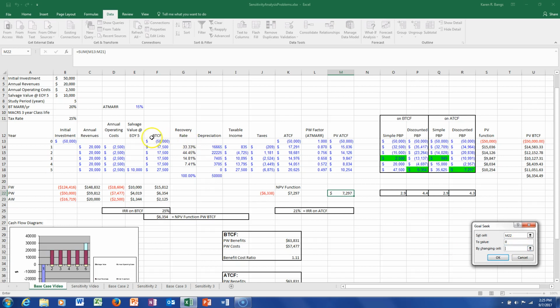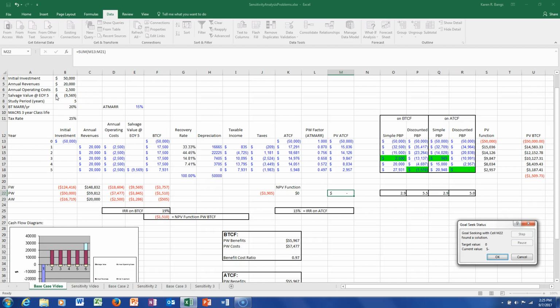By changing, this time let's say by changing the salvage value. So the present value being set to 0 by changing the salvage value. And I hit OK. Oh, sorry about that. I had the wrong thing there. Okay. So I want it by changing the salvage value. So hit OK. And now I can see my net present value is 0. And my salvage value would have to be negative $9,569.